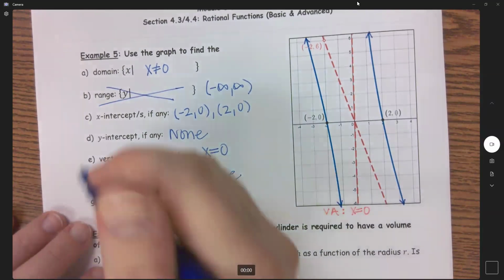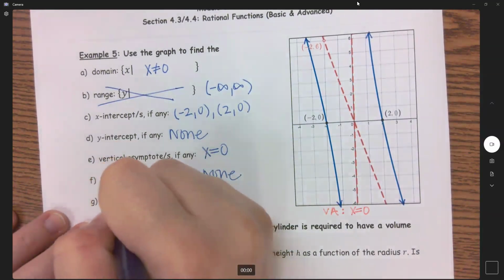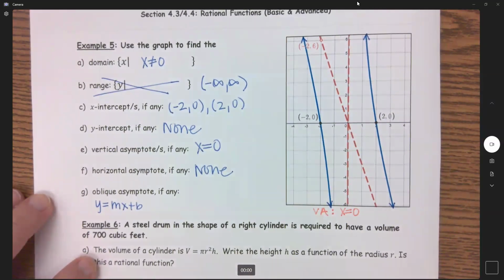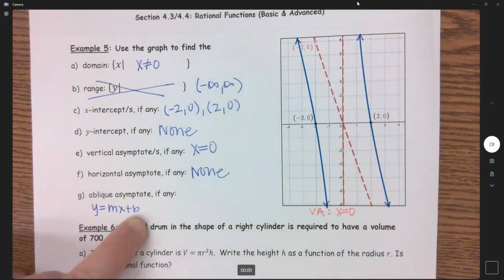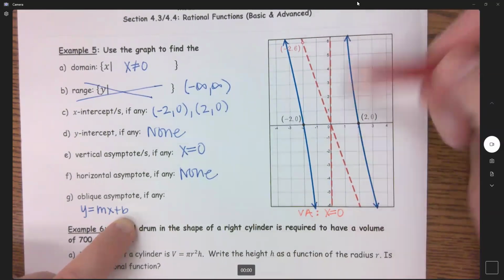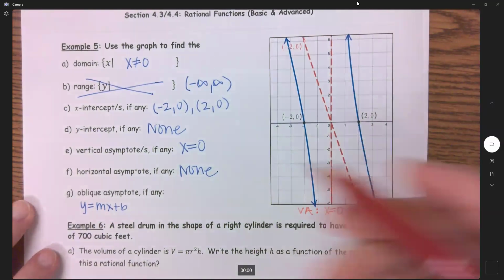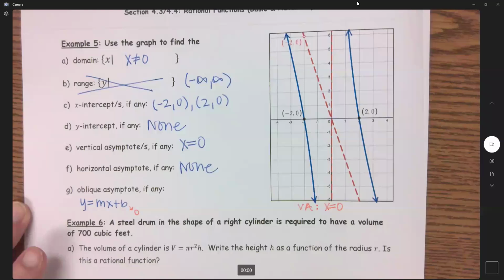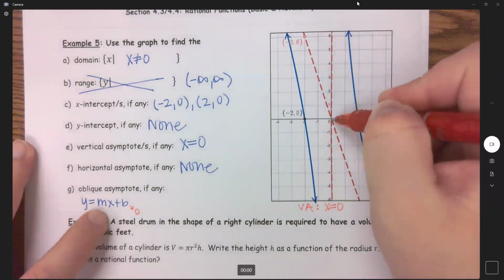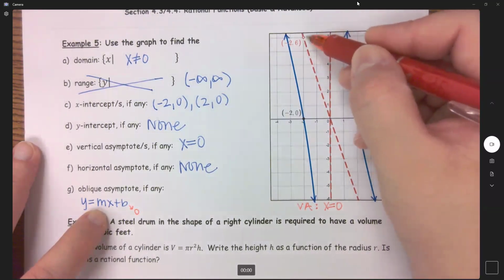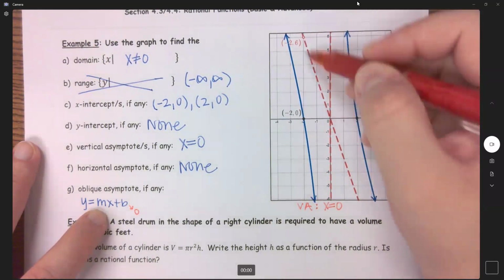My oblique asymptote is in the form of y equals mx plus b. So I need my slope and I need my y-intercept. Well, here's my oblique asymptote. It's crossing right here at (0, 0). So my y-intercept is at 0. And then my slope, from this point to this point here, that's why they gave me this point. And notice it is hollow, it's on that asymptote, so it doesn't exist. They're just helping guide us right here.